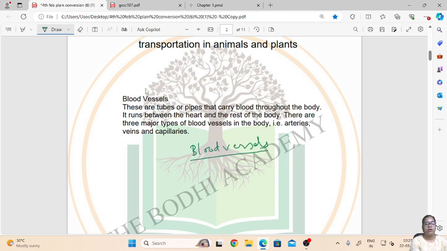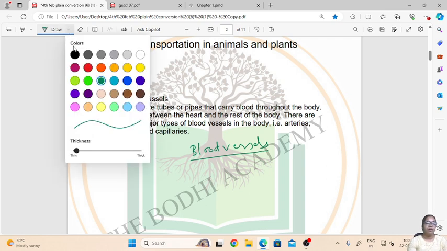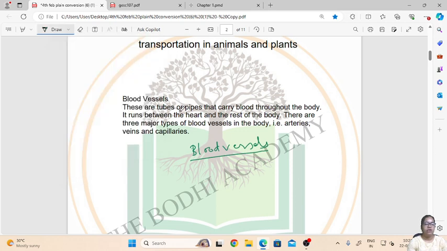Blood vessels help in transportation of the blood from different parts of our body to the heart, and from the heart to different parts of our body. How this is happening, we will study in this video today. But first let us see which are the types of vessels in our body. There are three main types of vessels in our body. The first type of vessel is called the arteries, then come the veins and the capillaries.